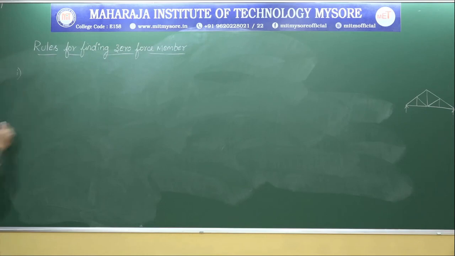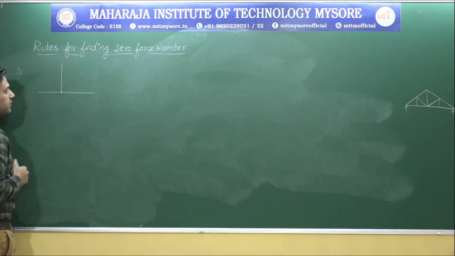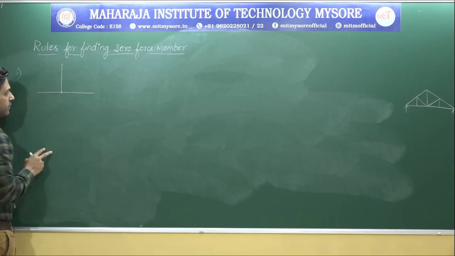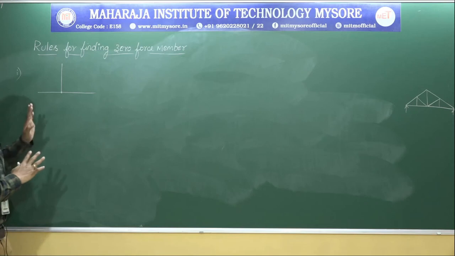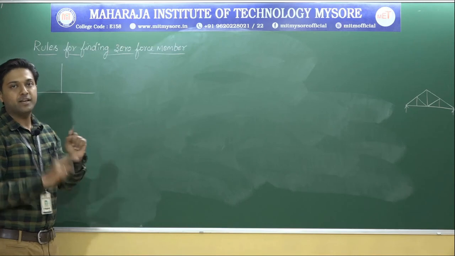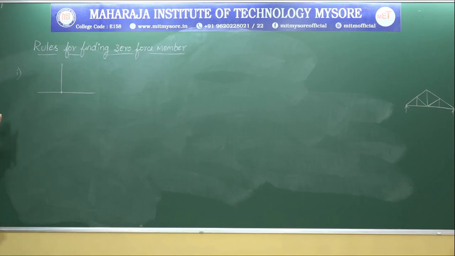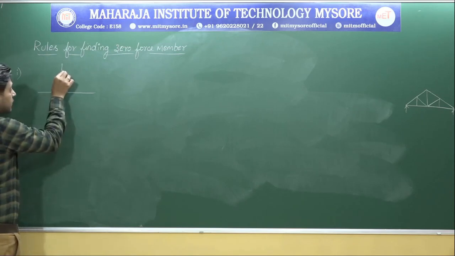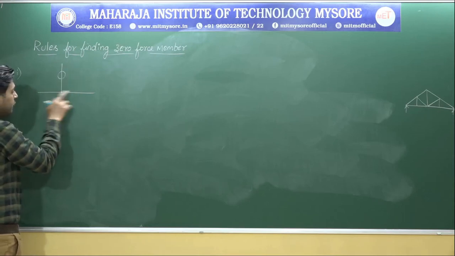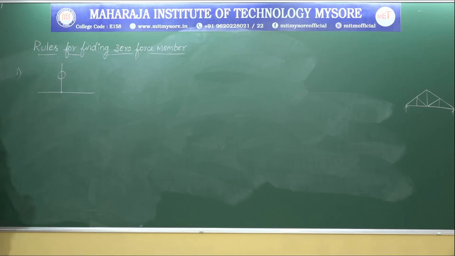First one, whenever you are having 3 members at a joint, this is a joint, so this is one member, this is one more member, and this is one more member. Whenever you are having 3 members at a joint and 2 forces are collinear, meaning along a straight line, here the 2 members are collinear, yes or no? Then the third member will be 0. Please remember, whenever 3 forces are acting at a joint and 2 forces are collinear, then the third force will be 0.